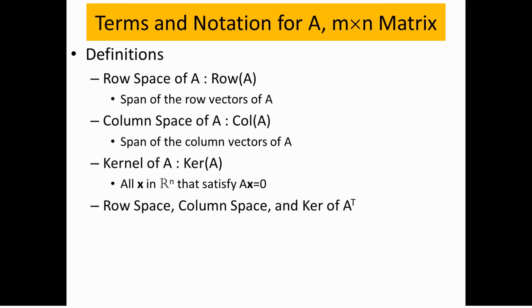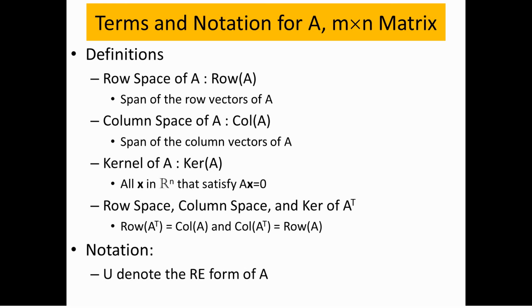And we're also going to want to, every once in a while, talk about the row space, the column space, and the kernel of A transpose. One of the things that you know automatically is that since the rows of A transpose are the columns of A, the row space of A transpose is the column space of A, and conversely, the column space of A transpose is the row space of A.